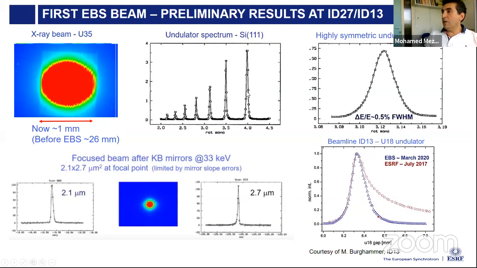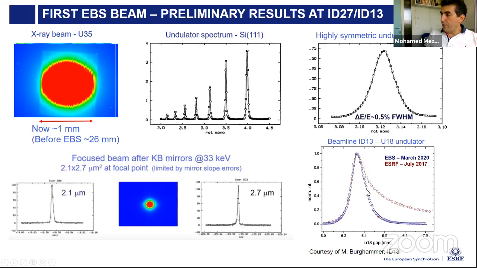And if you zoom on one of these harmonics, you can see it here. It's a very nice harmonic that is highly symmetric, with a very narrow bandwidth of 0.5% at full width at half maximum. And this is a very nice feature that we will fully exploit, because if you look at this image here, which shows data from ID13, a different ESRF beamline, it shows the reproducibility of the result. You can see that this harmonic is very nice now.